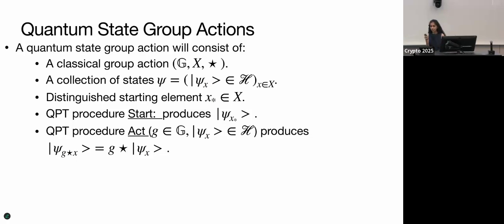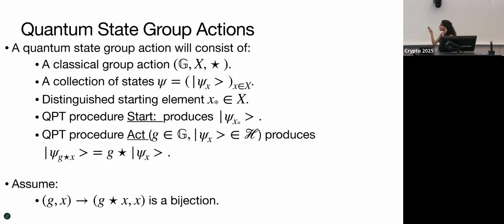We have an efficient quantum procedure start, which produces the starting element. And then we have a procedure act, which given a group element G and some set element state psi sub x, acts on the set with the group element G. So it produces G star psi sub x, which for correctness we'll think of as psi G star x. And we assume for this talk that the map G star x to x is a bijection. So the underlying group action is regular, and this map is a bijection.